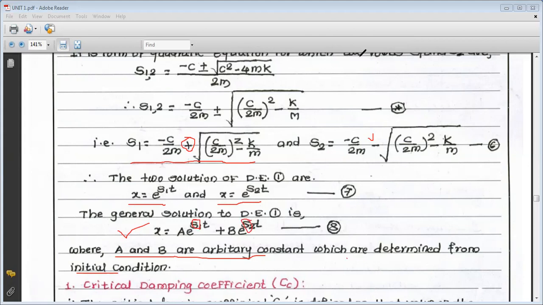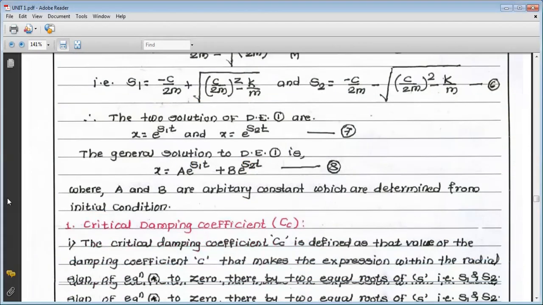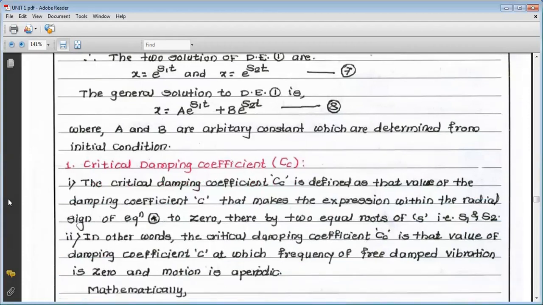Now the next concept, which is very much important, is known as the critical damping factor. Now we have seen the damping factor. What is the damping factor? It is denoted by c, and it is nothing but the damping force per unit velocity. What is the damping coefficient or damping factor? It is damping force per unit velocity, that is F upon x dot.